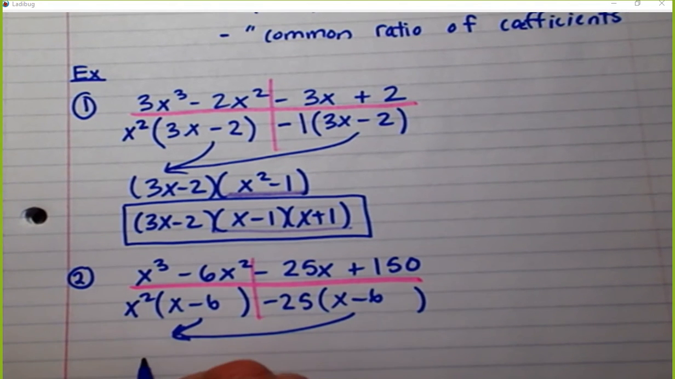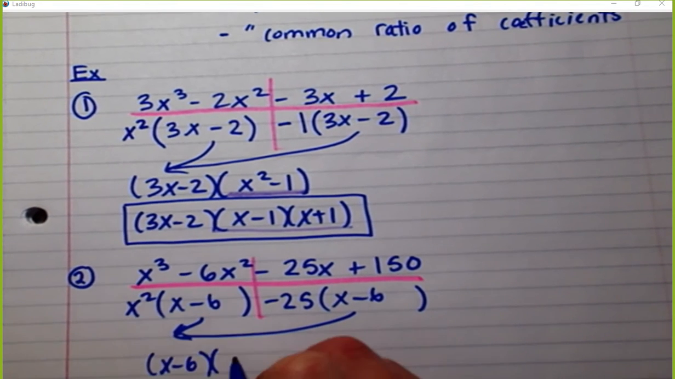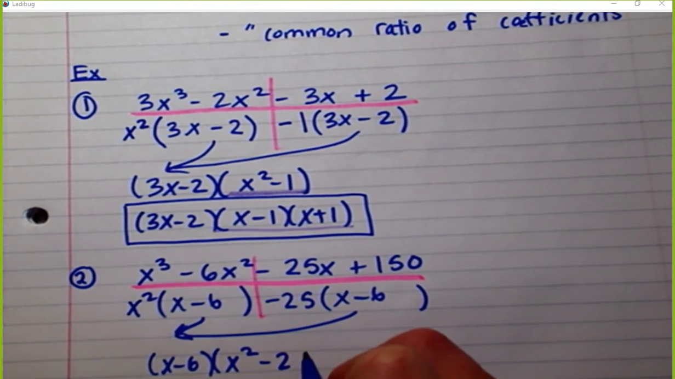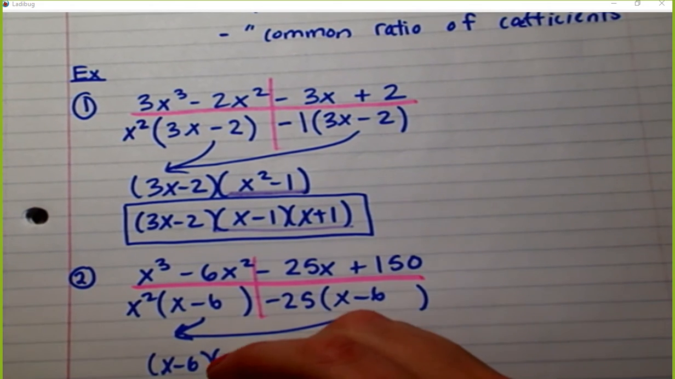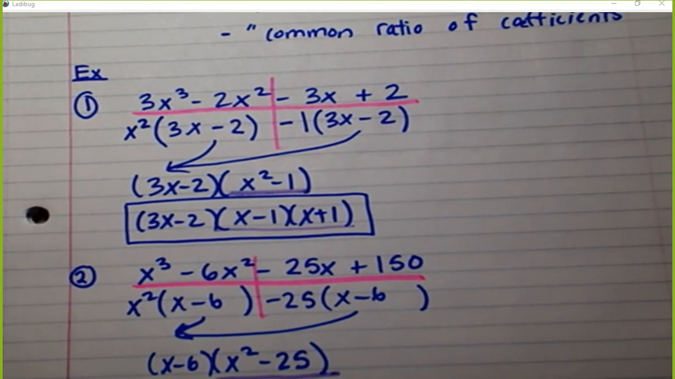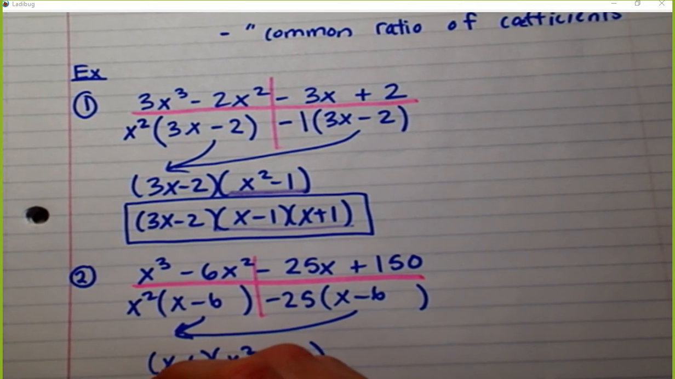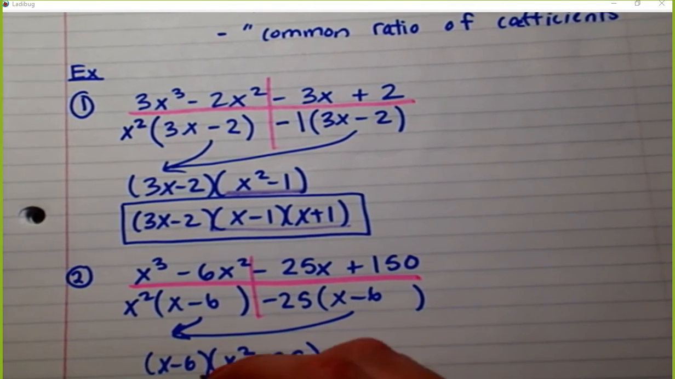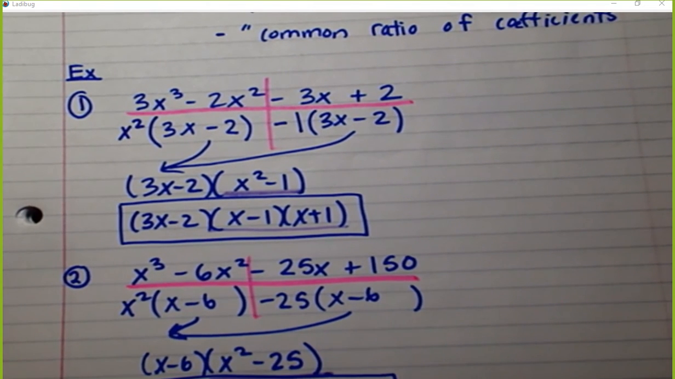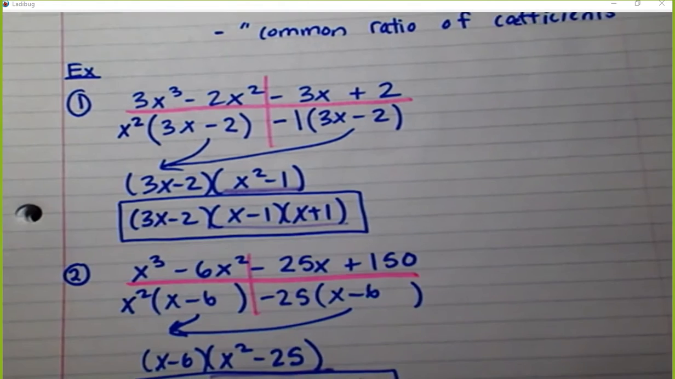So I'm going to take my x minus 6 in front, but I'm not finished because I go through my second iteration on my factoring choices, and the x squared minus 25 turns into x minus 5, x plus 5. Notice 1, 2, 3. It's cubic.